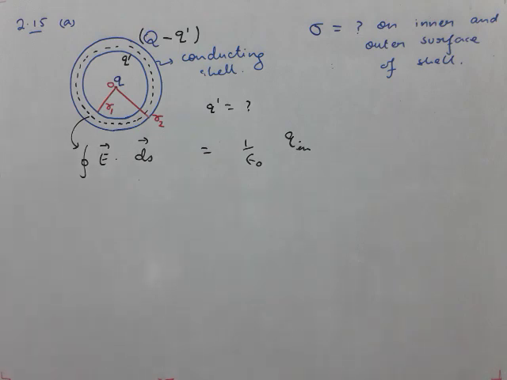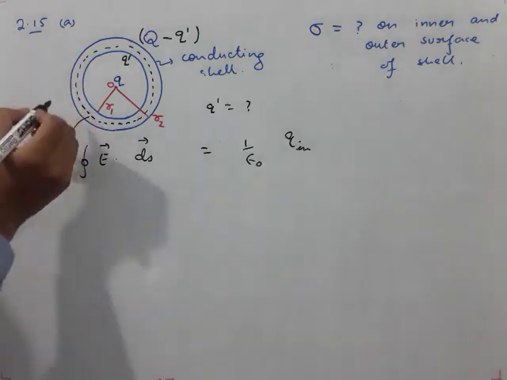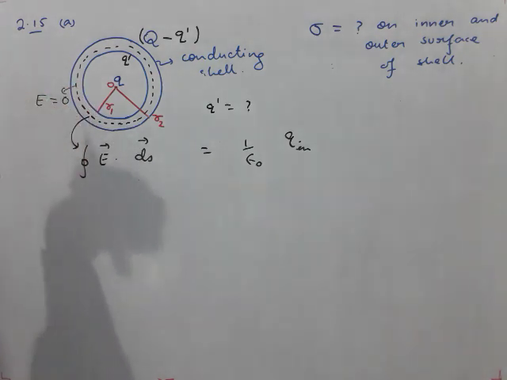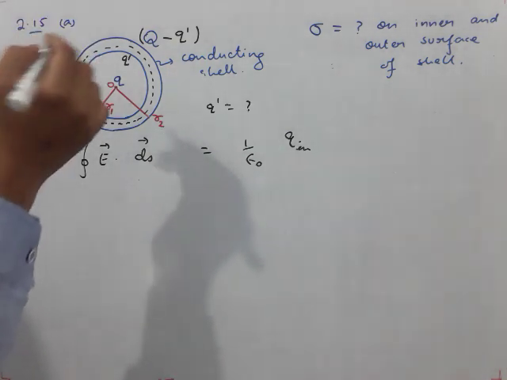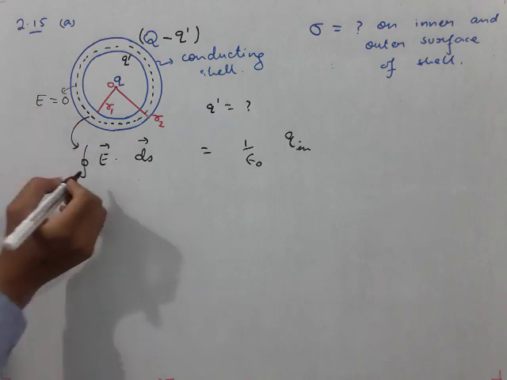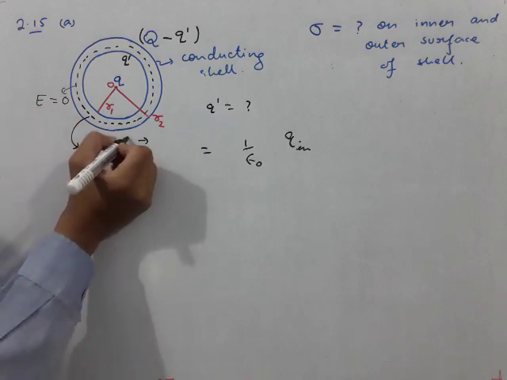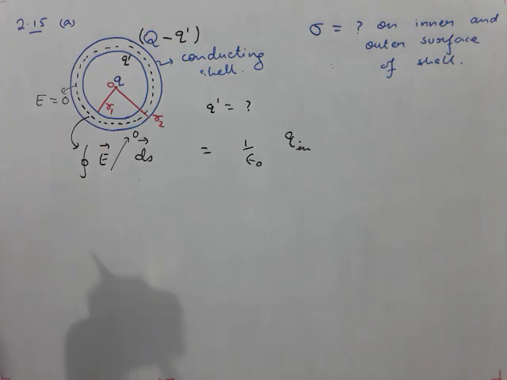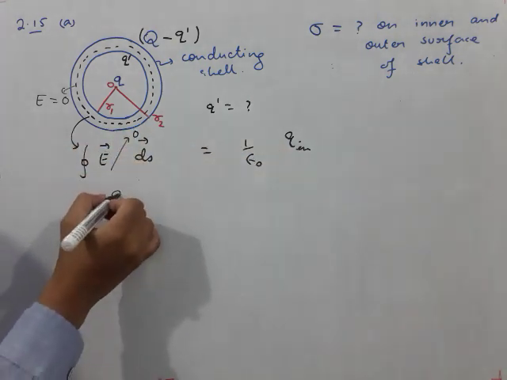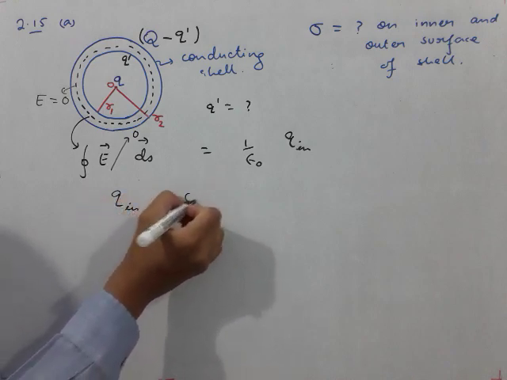Now we know, students, that inside the conductor, in this region, the electric field is how much? 0. That is the property of a conductor, that inside any conductor, in a static situation, the electric field is 0. So if E is 0, the entire term on the left hand side becomes 0. So 1 by epsilon naught times q in becomes 0. Therefore q in must be equal to how much? 0.